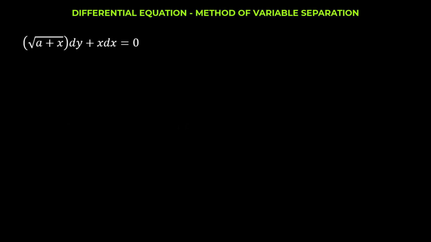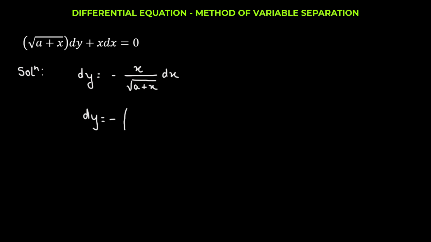Problem number 7. Here we have the differential equation square root of (a plus x), multiplied by dy, plus x dx equals 0. So let's begin by separating the differentials. We have dy equals negative x dx divided by the square root of a plus x.